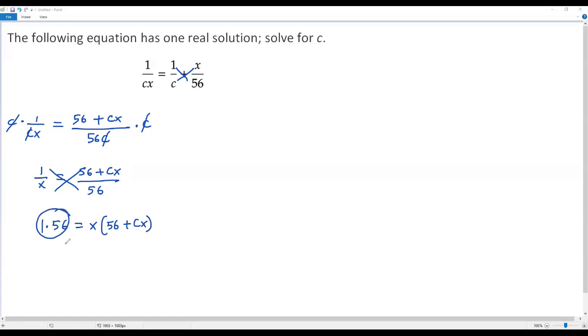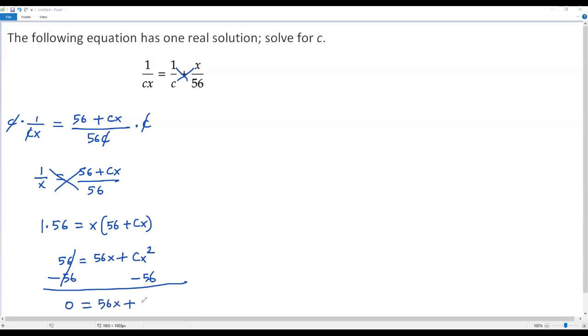1 times 56 is 56. Then we can distribute this x to this 56 and cx. When I do so, I'm getting 56x positive cx square. Okay, now let me subtract 56 from both sides. When I do so, positive 56, negative 56 will cancel out. Then we get 0 on the left side. On the right side, we have 56x positive cx square, negative 56.